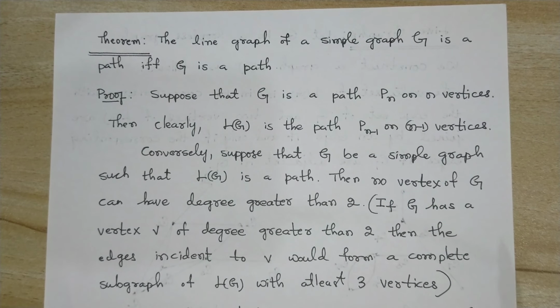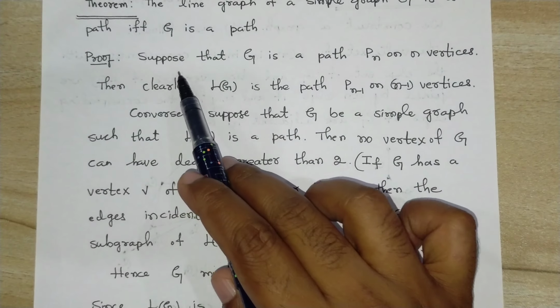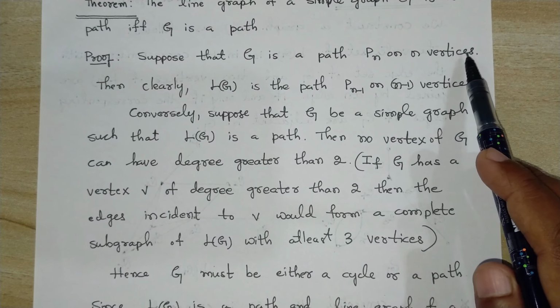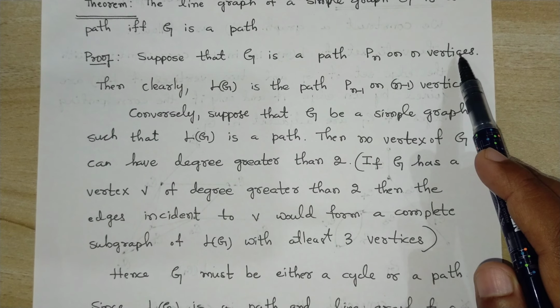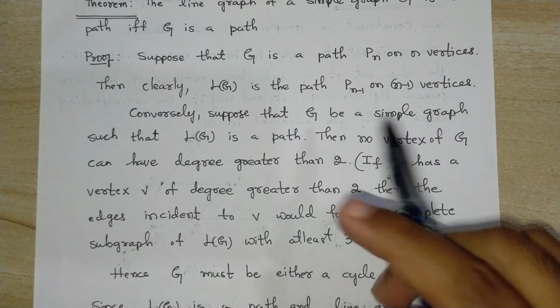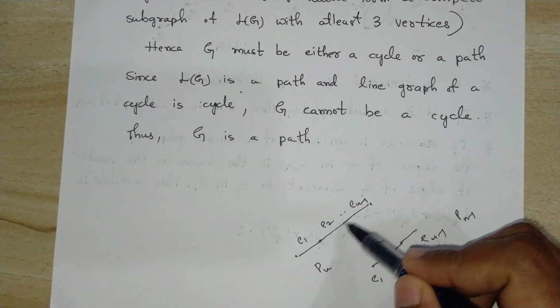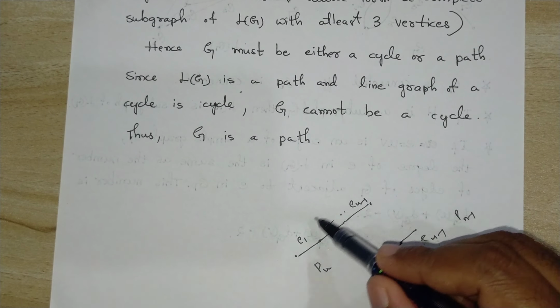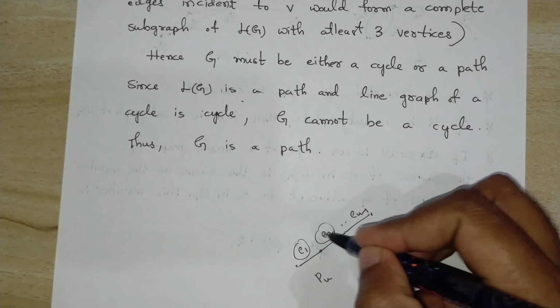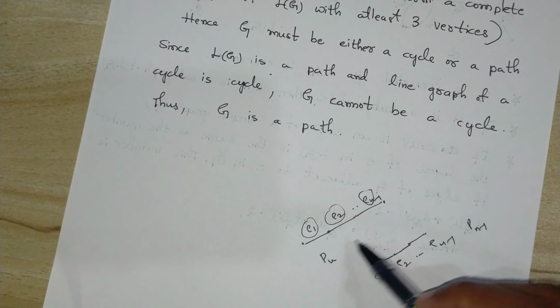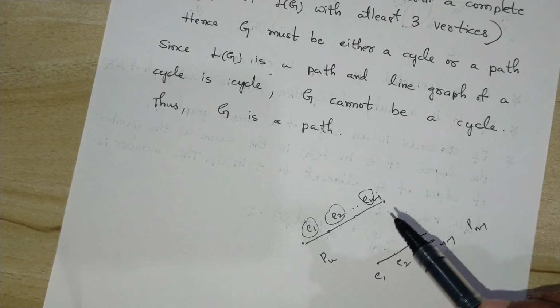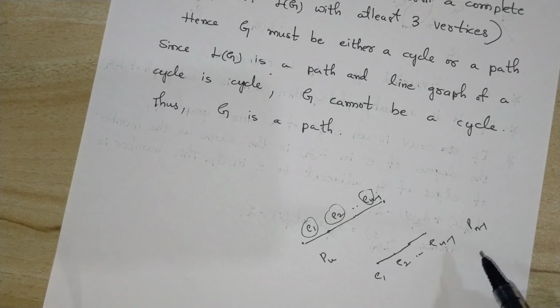We all know what a path is. A path is a walk where all the vertices are distinct. Here suppose G is a path Pn on n vertices. Now I want to show that the line graph of that is also a path. If G is a path on n vertices, like this, then I can see n minus 1 edges here. While constructing the line graph of this path, these n minus 1 edges will become the vertices here.